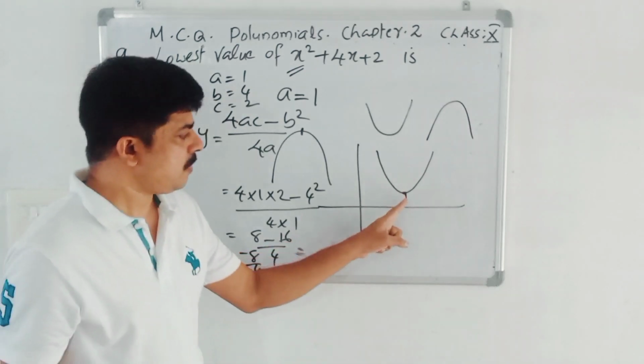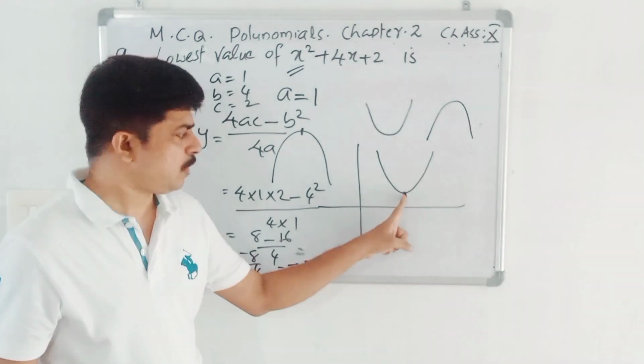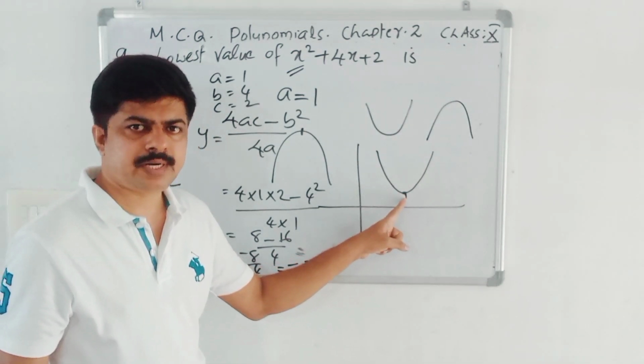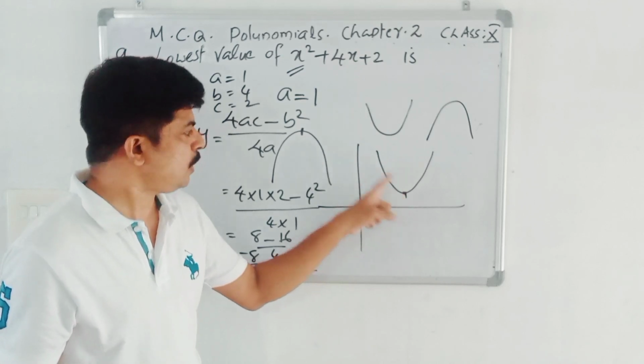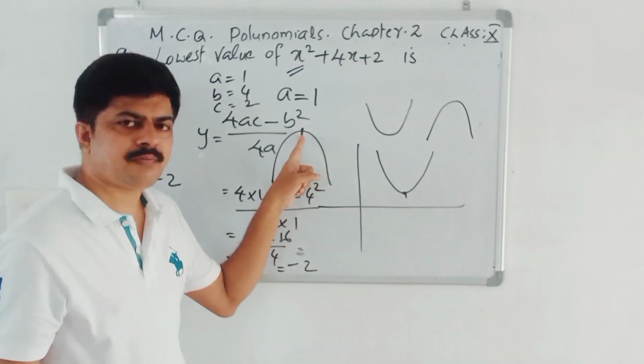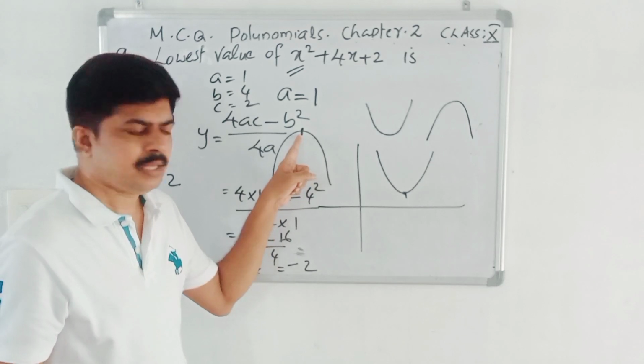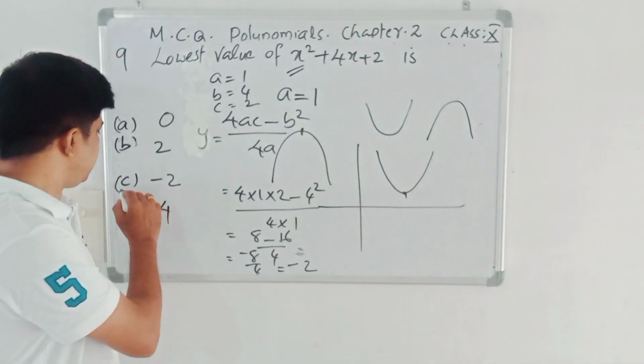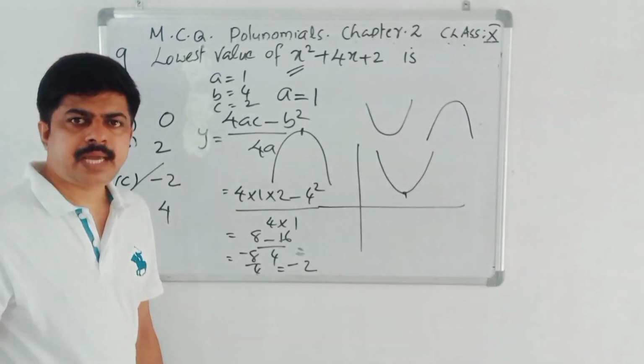Minimum value means the y value of the vertex. Each point gives an x coordinate and a y coordinate. The y value of the vertex is called the minimum value. Maximum value means again the y value of the vertex. Here our answer is negative 2. Thus, C is the right option.